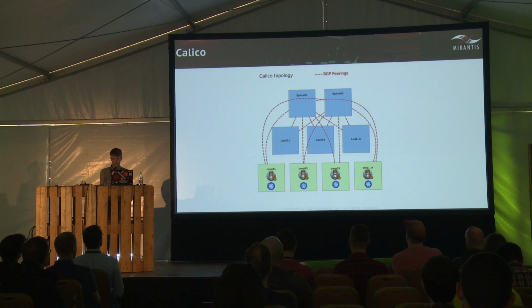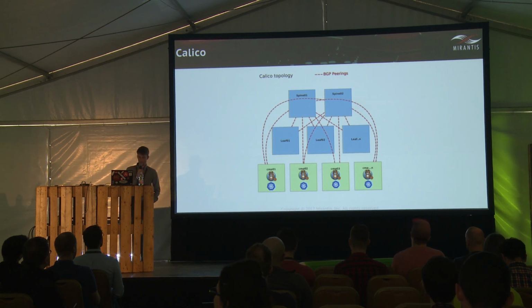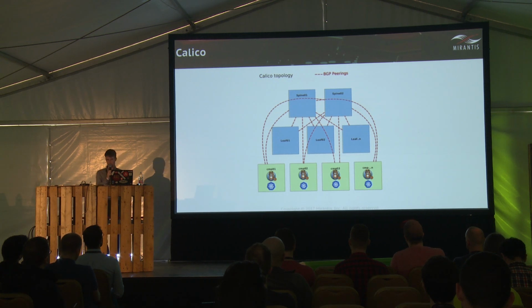If you have, for example, 1,000 servers, then you will end up having 1,000 BGP sessions, and you will also need to configure 1,000 nodes. And if you have a 1,001st server, then you will need to configure the previous 1,000 servers to peer with this node. And it's really not very comfortable.